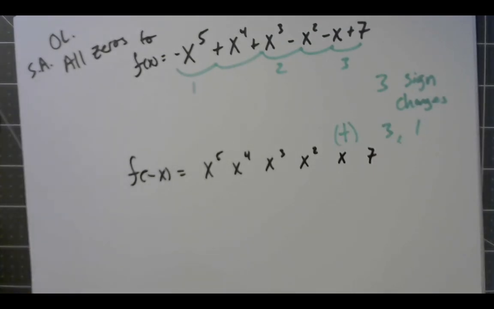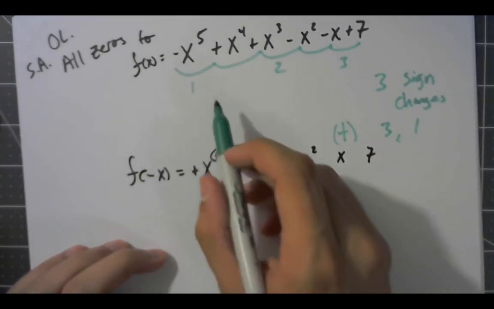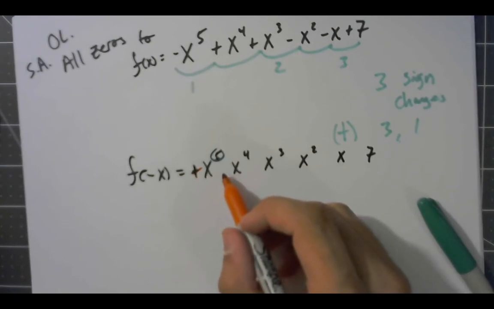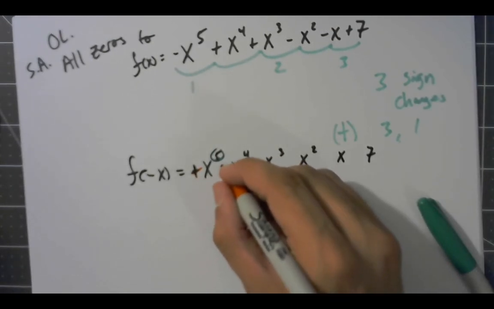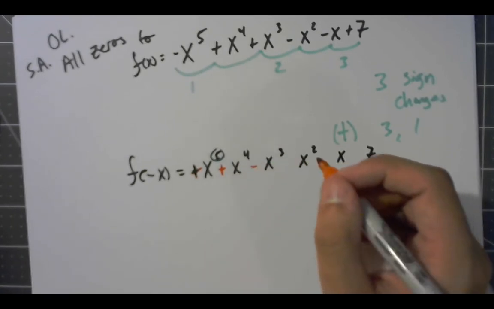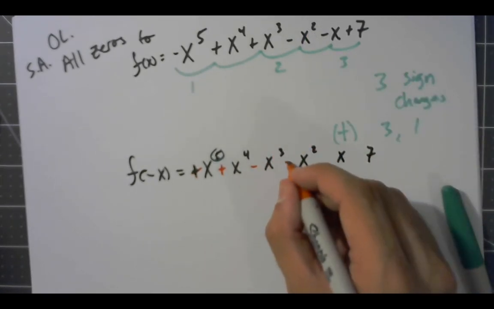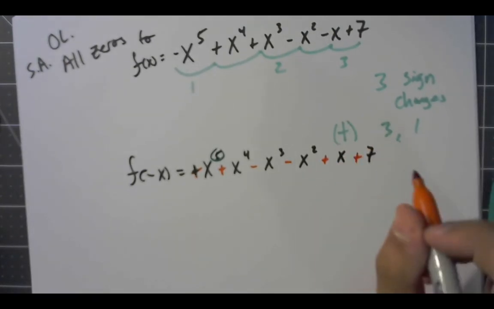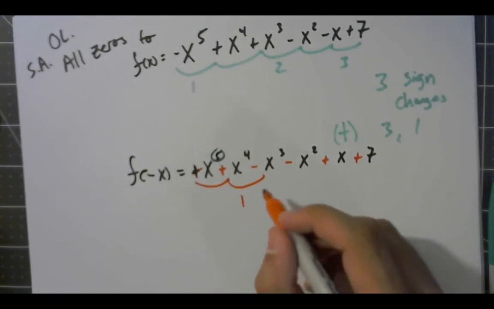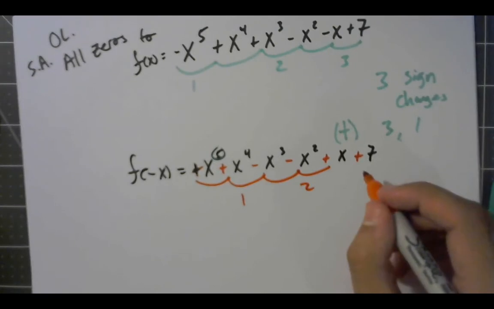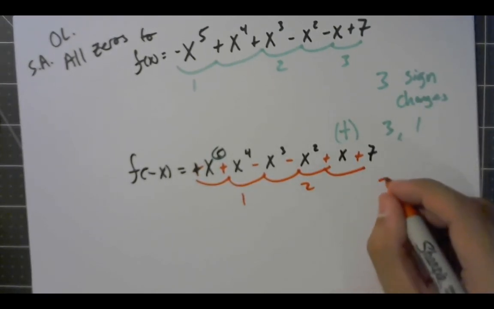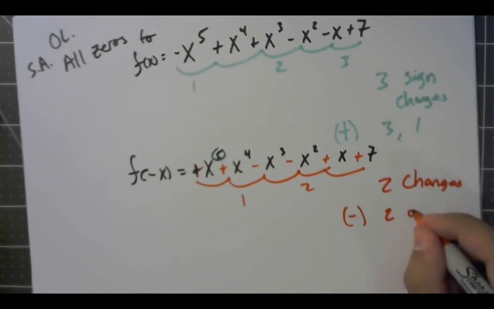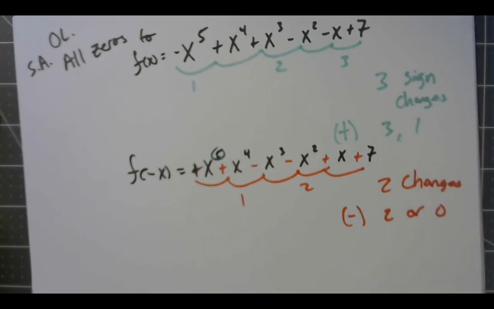So, for example, this has an odd exponent, so this becomes plus. Let me use a different color. That becomes plus because this is an odd exponent. Even exponent, so I'll keep it the same. Odd exponent, it will change. Even exponent stays the same. Odd exponent, this. Let's see here. I'm going to recount them. No, 1, 2. So I only have 2 changes. So my negative possibilities are 2 or 0 because it always goes down by 2.